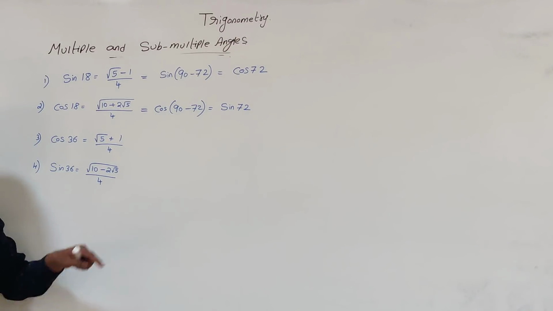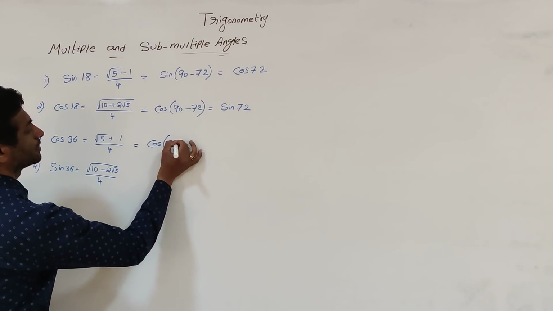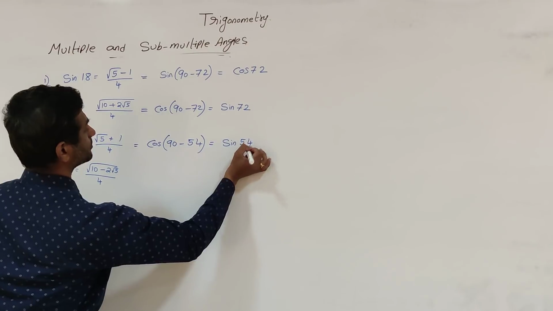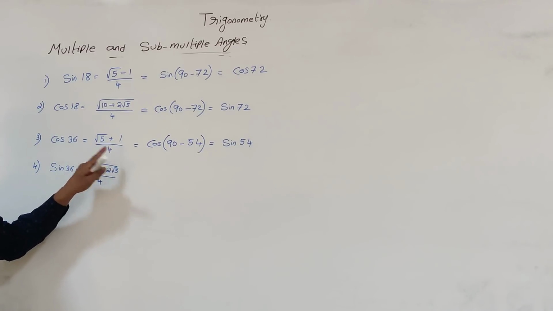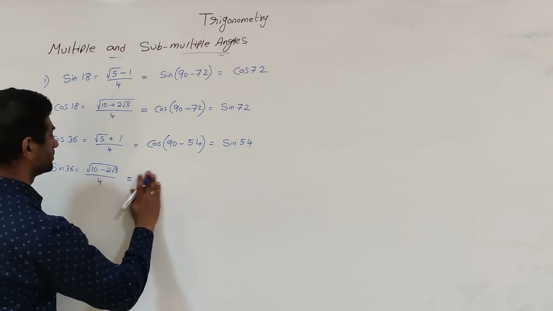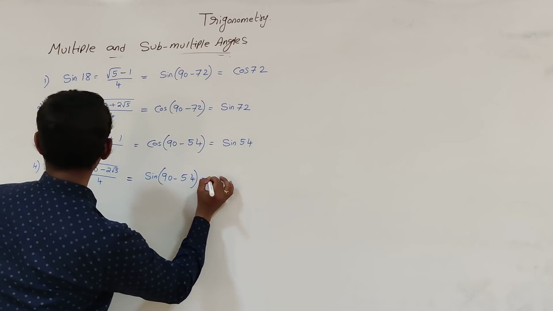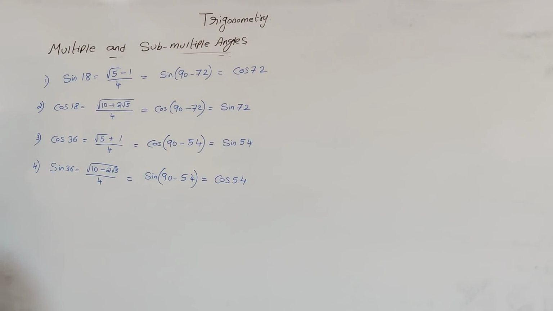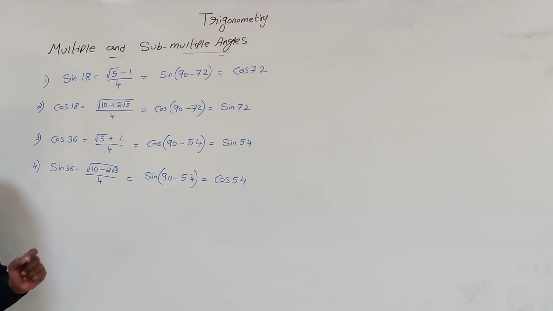Coming to cos 36. What is the complementary angle of 36? It is 54. Means cos of 90 minus 54. Again it will be sin 54. So cos 36 value and sin 54 value will be same, root 5 plus 1 by 4. Coming to this last, sin 36 will be sin of 90 minus 54, that gives cos 54. So these are the trigonometric ratios for 18 degrees, 36 degrees, 54 degrees and 72 degrees.